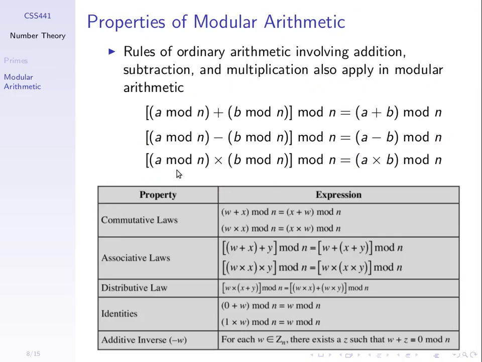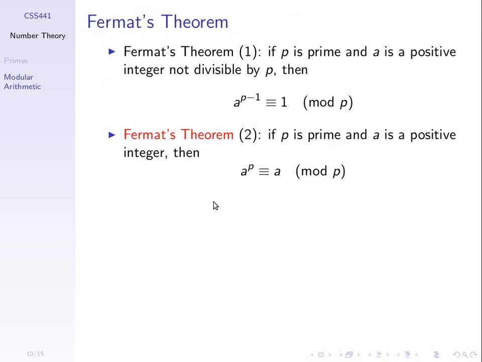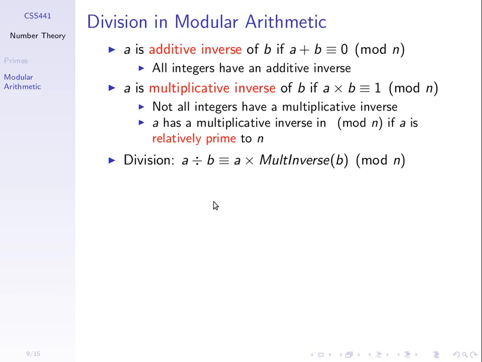That was an example of this property that we could use, and that's the main one we'll see in the cryptographic algorithms. Division we've talked about. We've defined additive inverse and multiplicative inverse. Some number has a multiplicative inverse in n if it is relatively prime to n, so we can do division. In the last 10 minutes, before we introduce the theorems, which we'll do next week, let's consider another thing: relatively prime.